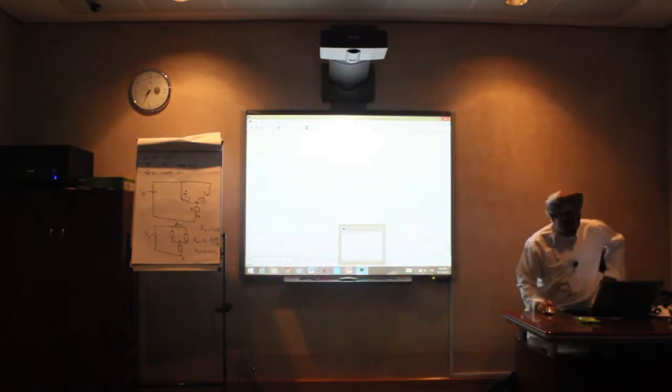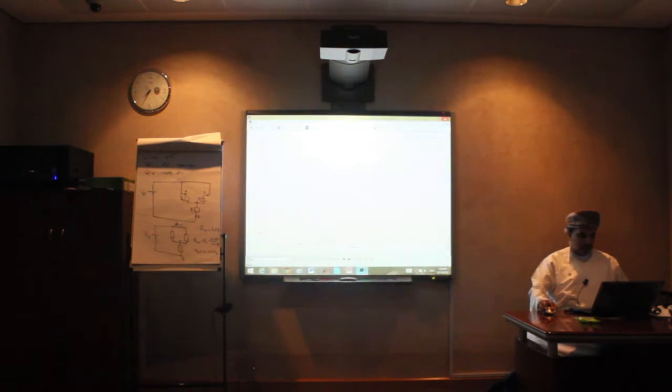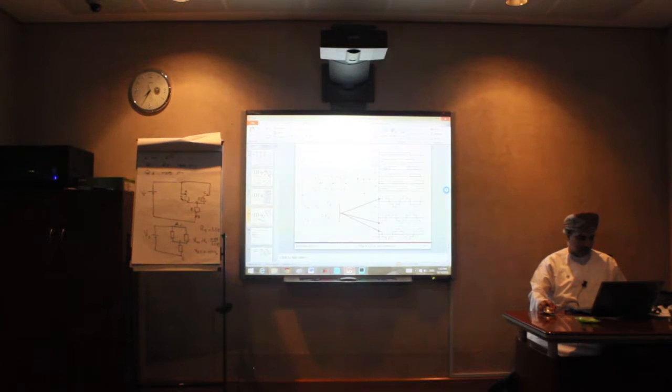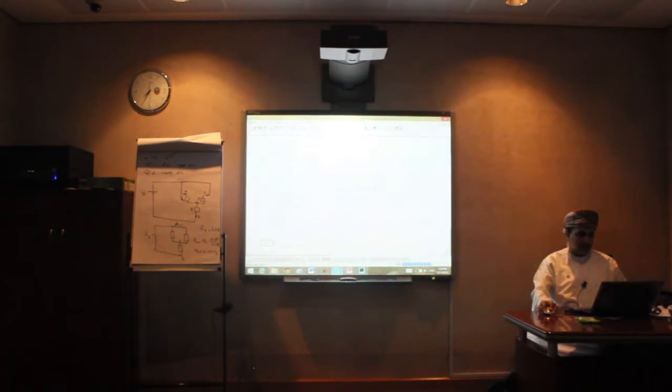So if we would like to plot, we can plot the 6. We can also plot line to line if you would like to see line to line. We can move this one, for example, to phase B, and we can see the line to line.